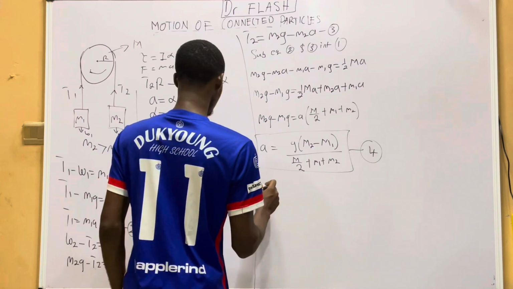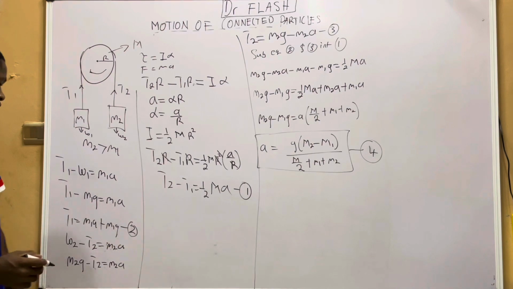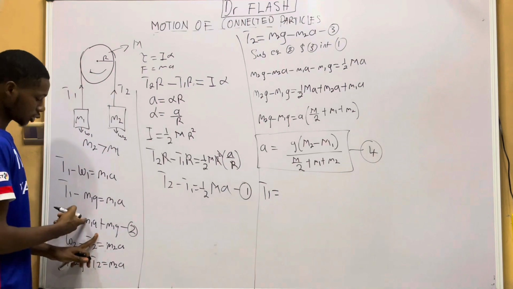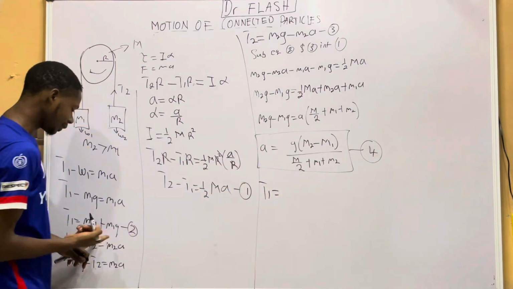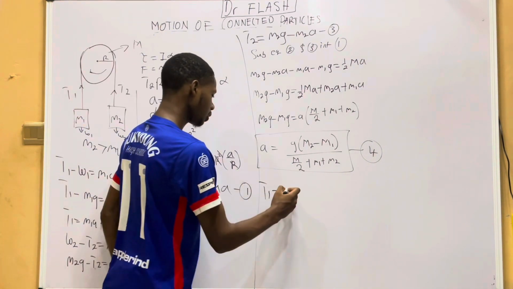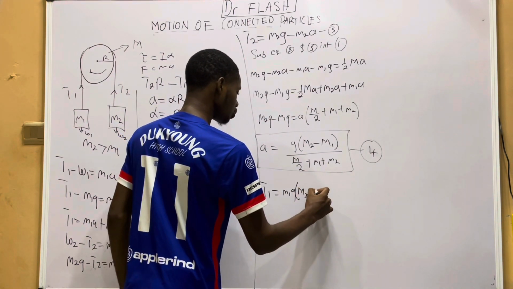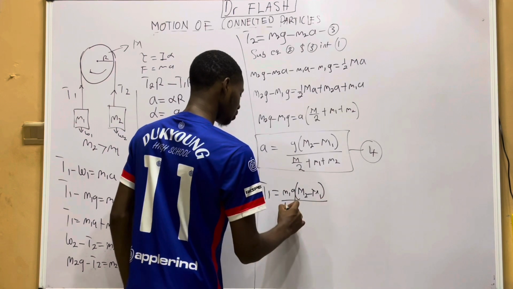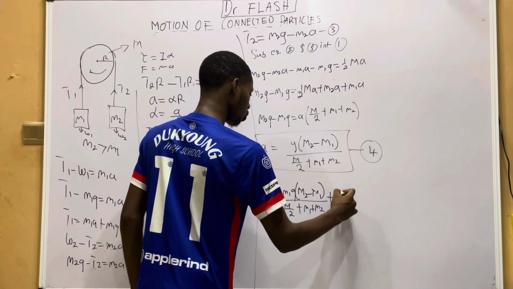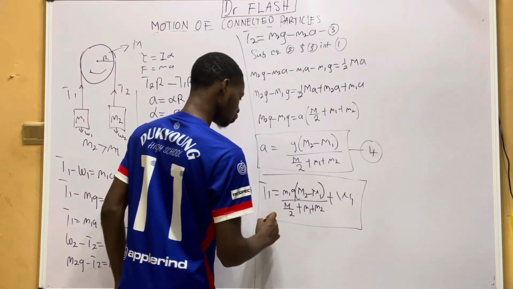So T1, first of all, from equation 2 is M1A plus M1G. Just watch. I'm going to have M1 times A, so we'll multiply A by M1, and then we're going to add the weight to it. So we're going to have M1G into bracket M2 minus M1, divided by M over 2 plus M1 plus M2, plus the weight of M1. So this is the tension for the first one.